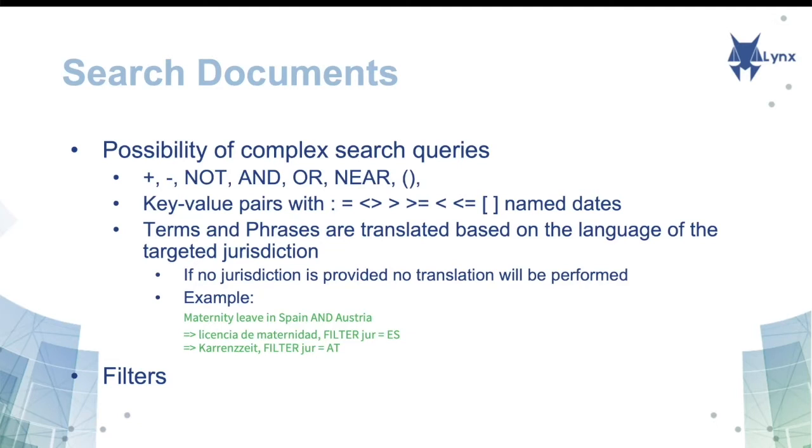Terms and phrases in your search query will be translated to the language of the targeted jurisdiction. If there is no jurisdiction provided, no translation will be performed. For example, if you are looking for a query string like maternity leave in Spain and Austria, it will be translated to the Spanish term licencia de maternidad for Spain and to Karenzzeit here in Austria. And you have the possibility to filter documents too.